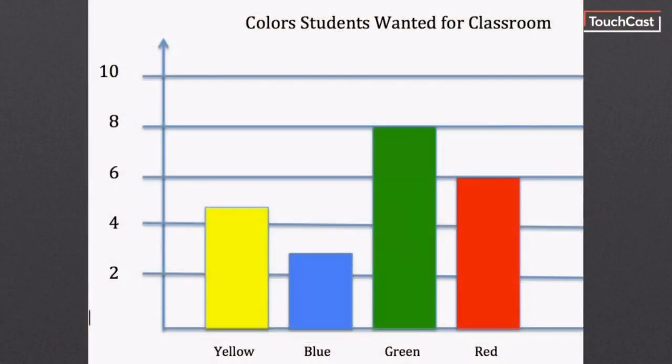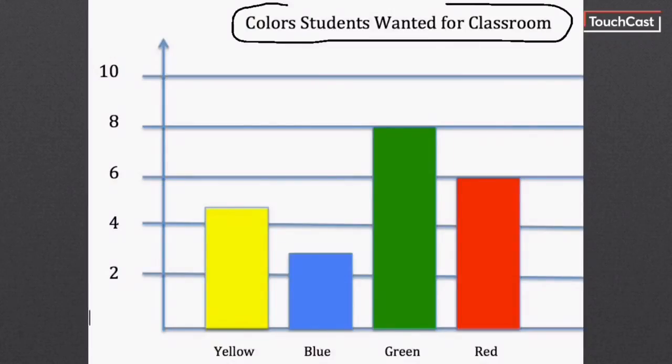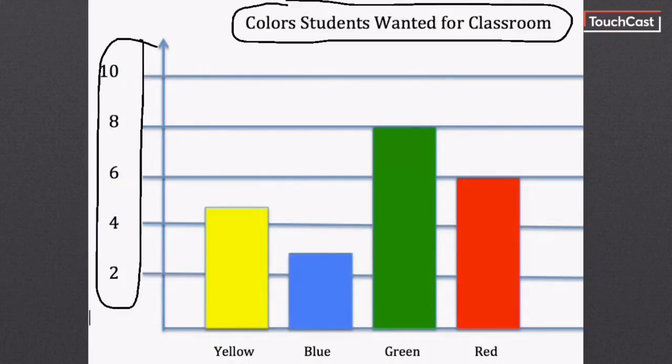With a bar graph, you're going to find some things that are similar and some things that are different. The similar thing is you have a title at the top, and the title tells you what we're looking for, and that's colors students wanted for the classroom. On the side here now, there's something a little bit different. With a bar graph, these are the numbers that will count for how much somebody has. 2, 4, 6, 8, 10. Sometimes it'll go up by 1s, sometimes it'll go up by 5s, but it's going to go up in numbers.